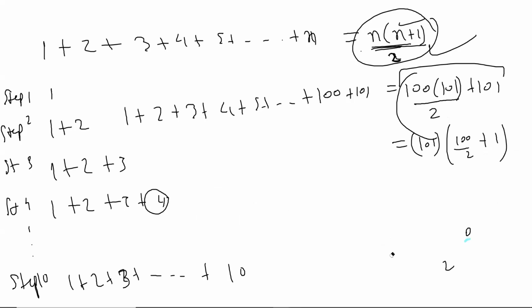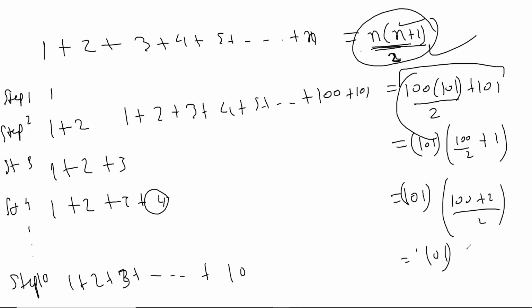Sorry. So this is very bad. Since I took 101 out, there's just 1 left here, and I'm still writing the 101 and wondering what's wrong. So now it's very obvious. Just add the 2, and this becomes 101 into 102 by 2.